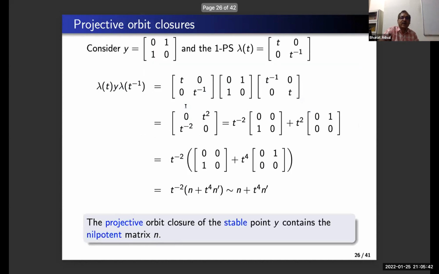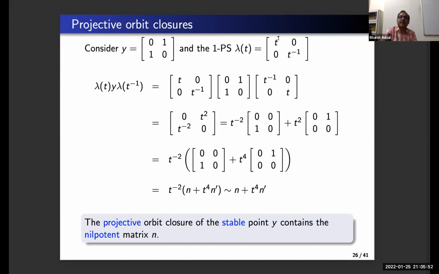Okay, but what we want to look at is the projective orbit closure. So let's look at this point y, this matrix y = (0 1; 1 0), and let's look at this one parameter subgroup lambda(t) = (t 0; 0 t). Let's conjugate y by lambda(t), so let's look at the action of this one parameter subgroup on this point y. If I look at lambda(t) y lambda(t) inverse and do this computation, I get something like this. This is t to the minus 2 times this matrix plus t squared times this matrix. So the least power of t present is t to the minus 2. If I pull it out, I will essentially get this: (0 0; 1 0) plus and so on.